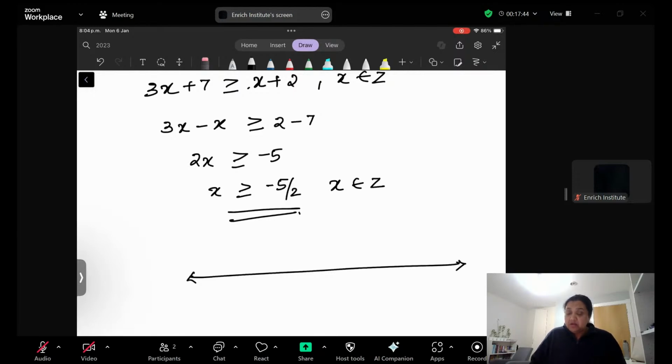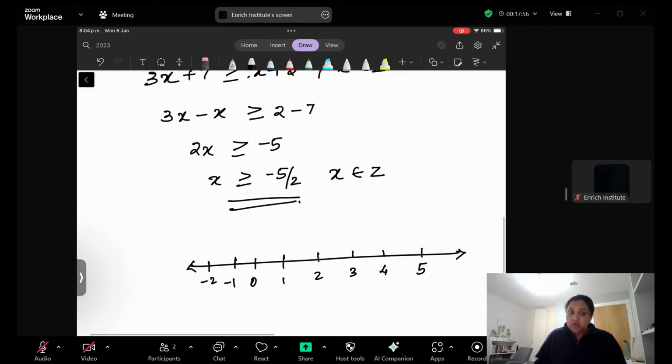on a number line, because it is Z, you have to plot some negative numbers also, just to show that you are plotting it properly. Otherwise the examiner can reduce the marks. So here, what is minus 5 over 2? It is minus 2.5. So you should plot somewhere around minus 2.5, which will be somewhere here, and it is greater than or equal to.